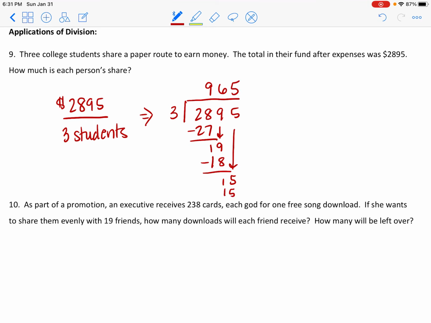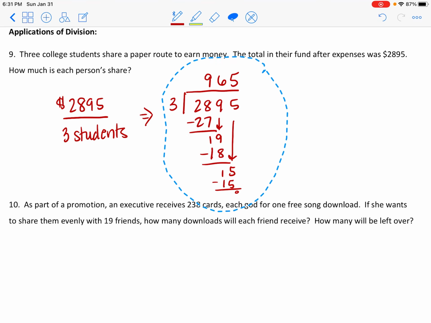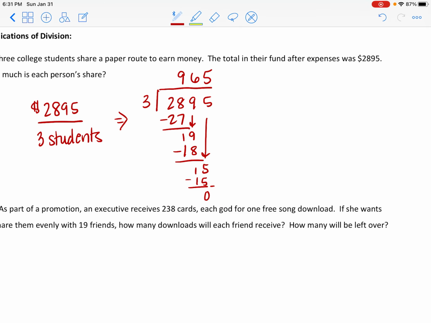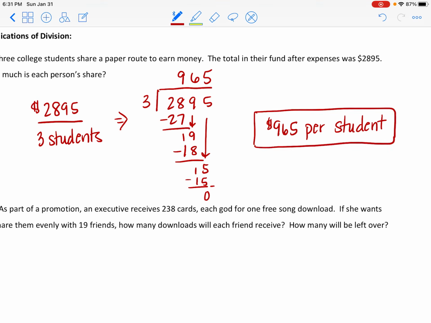5 times 3 is exactly 15, so no remainder. And I could scooch that up a little bit. So no remainder. That means each student gets exactly $965. Now, when you do this in Canvas on your assignment, it's not going to want any units, so just enter the 965, no $ sign, no words. Otherwise, it's going to kick it back out.